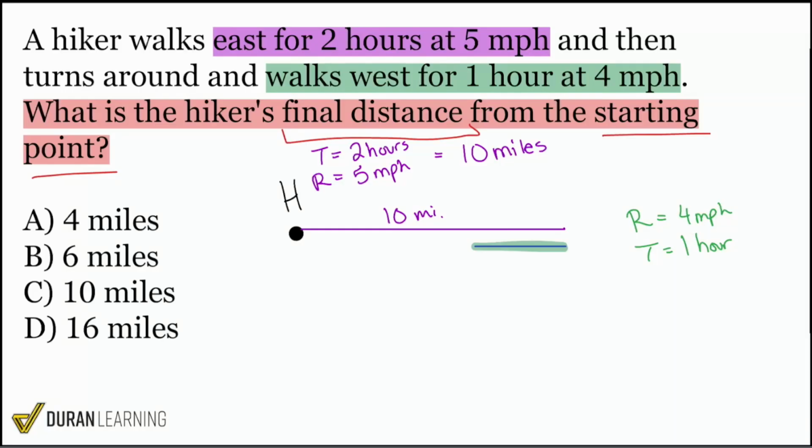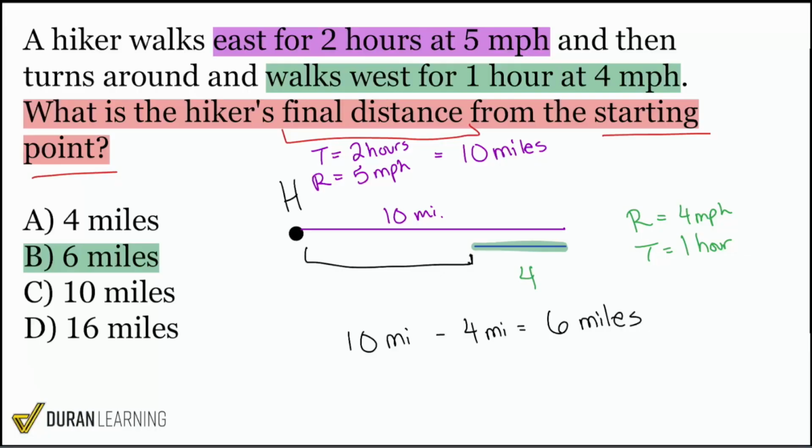So there we are. We have 10 miles going east, 4 miles going west. We said that we would subtract to get that final point, and that's exactly what we'll do. 10 miles minus 4 miles is going to equal 6 miles. And there we go. That is the final distance that we are from the starting point, making B the correct final answer.